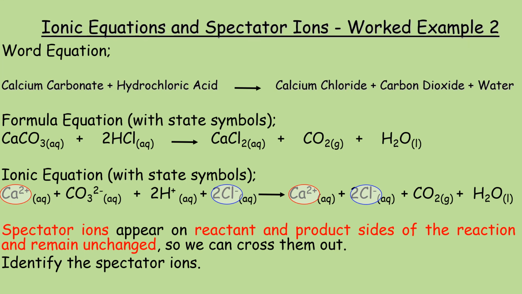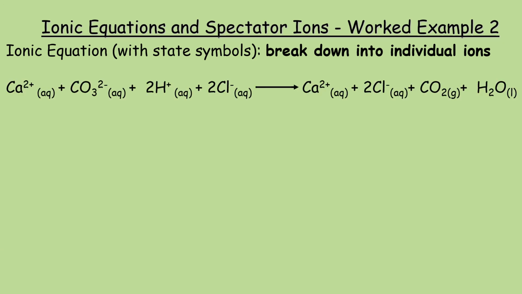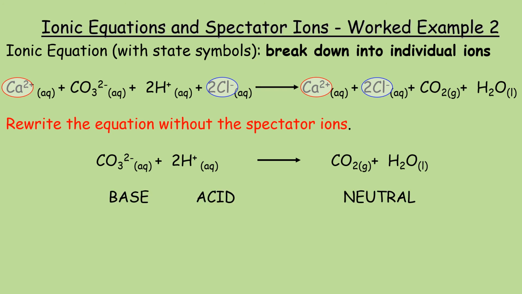The other type of question, exactly the same again, starting with the same thing, identifying the same spectator ions. We now rewrite the entire equation without the spectator ions. Again, just like before, it doesn't matter whether it was calcium carbonate or copper carbonate, whether it's hydrochloric acid or sulfuric acid, you will always end up with the same final reaction here if it's an acid plus a metal carbonate, because the base plus the acid are going to make something neutral.